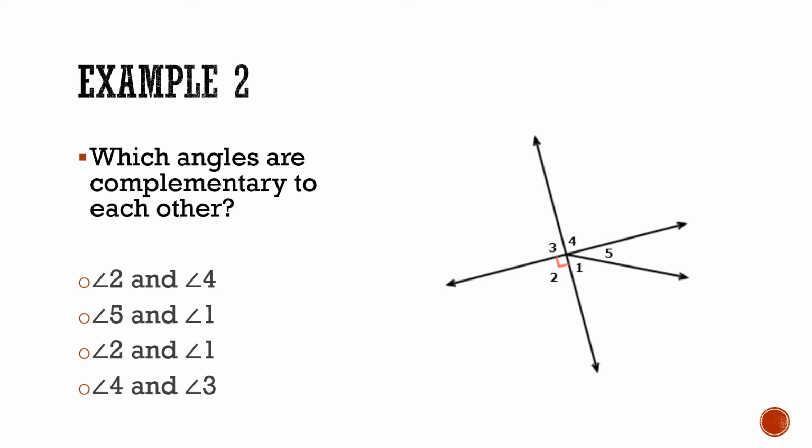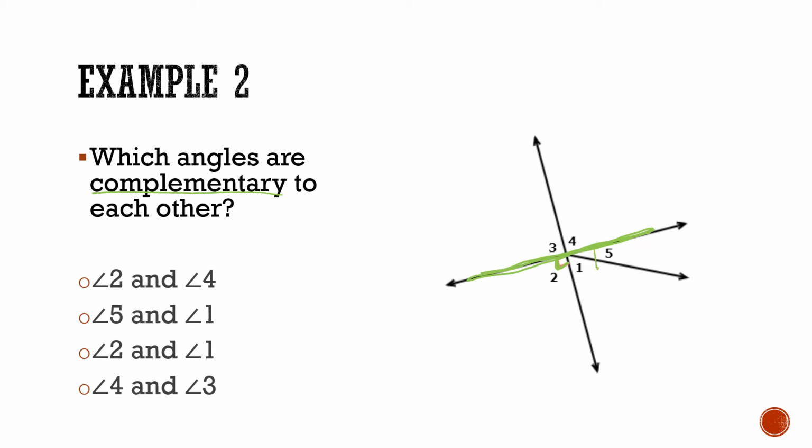Okay, so we're looking for the two angles that are complementary, meaning they add up to 90 degrees. Now, we can see angle 2 has that red square there, meaning that is a 90-degree angle. You've got to notice that this is a straight line, and we know that straight line measures 180 degrees. So if 90 of it's already used up here, we know that 180 minus 90 is 90.